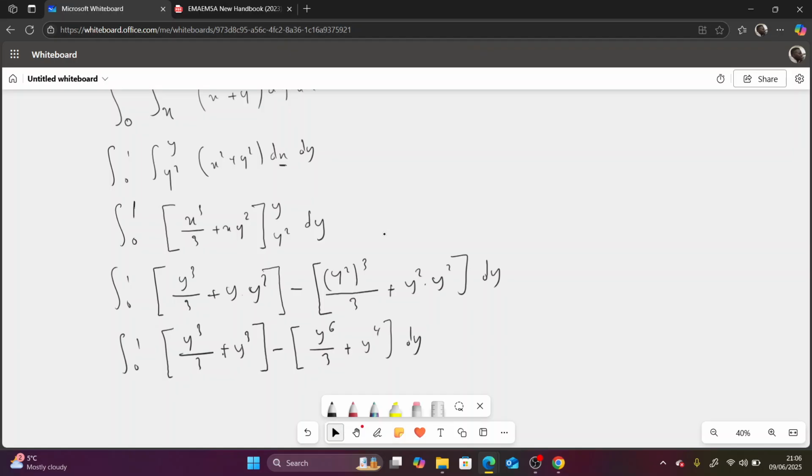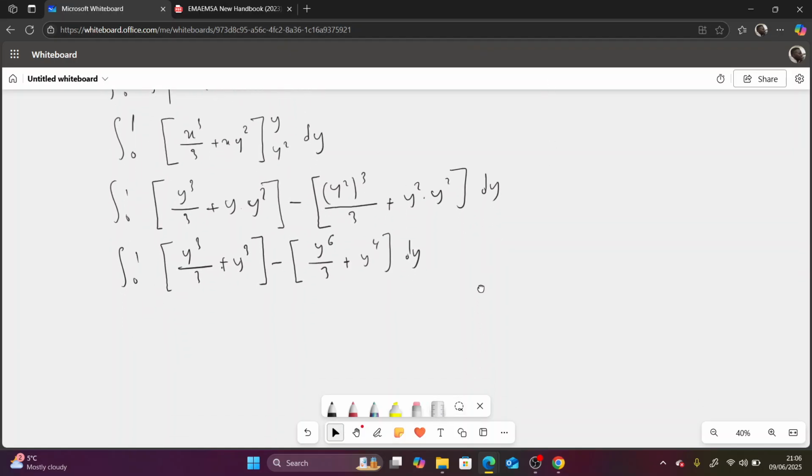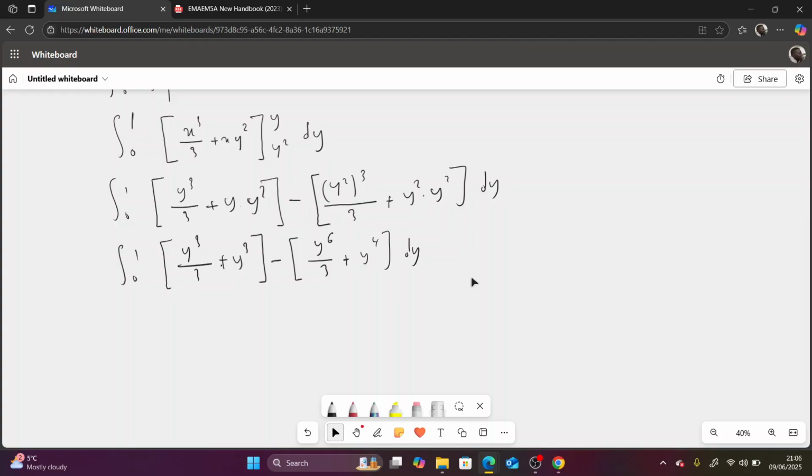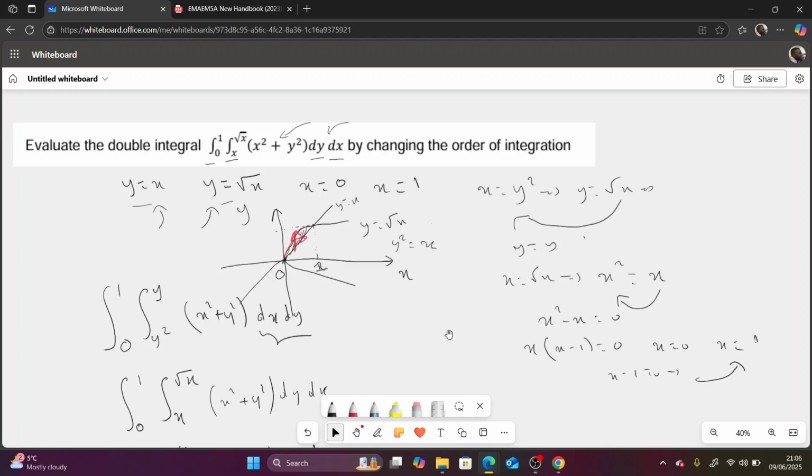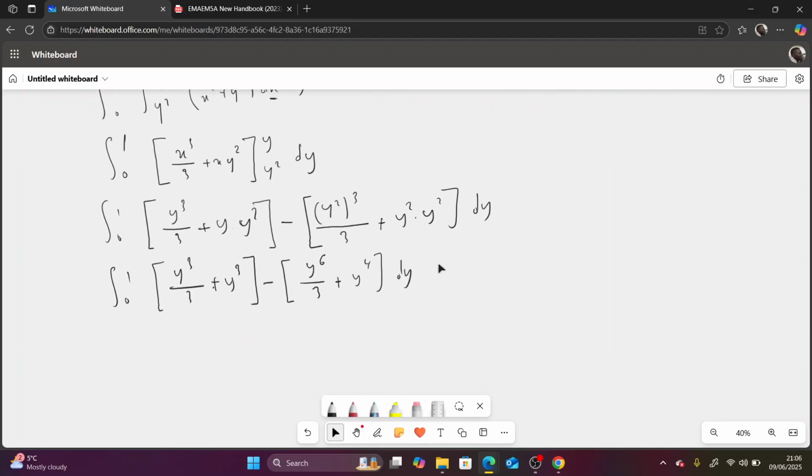Now dy. Now what is happening here? Now we have everything in terms of y. We can get the final answer. So the final answer, we can call it, it depends. It can be a volume or area, depending on what is being asked in the question. What was asked here? They just said evaluate. So yeah, let's just evaluate.